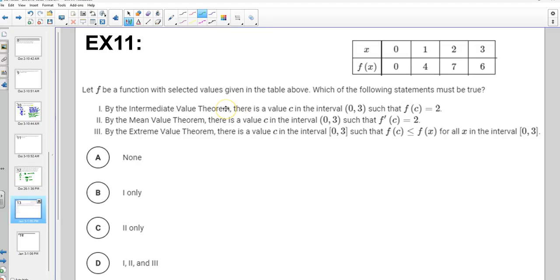Intermediate value theorem, that just means we got to cross something, right? So we got the point 0, 0, we got 3, 6. Does f of c have to equal 2 at some point? Okay. Mean value theorem, that's where our slope through the endpoints has to equal the derivative at some point. So if I use the points 0, 0, and 3, 6, I'll have 6 minus 0 over 3 minus 0, and that will give me 6 over 3, which is 2.